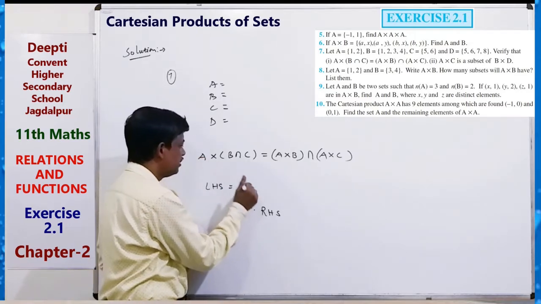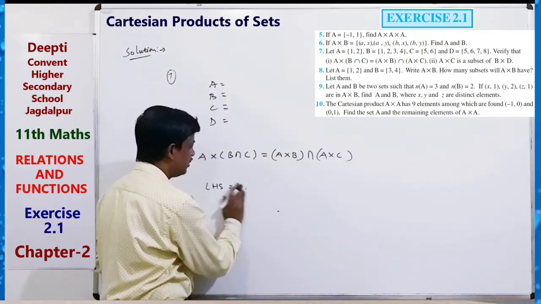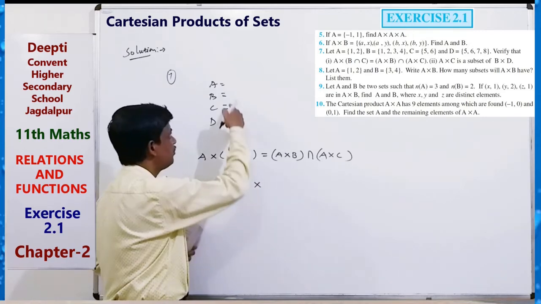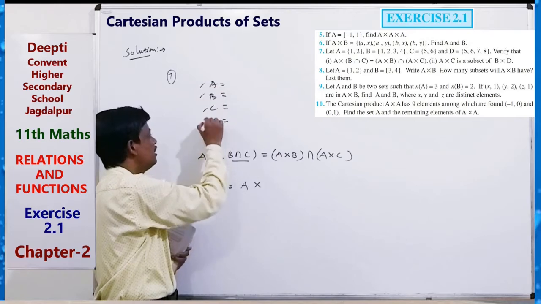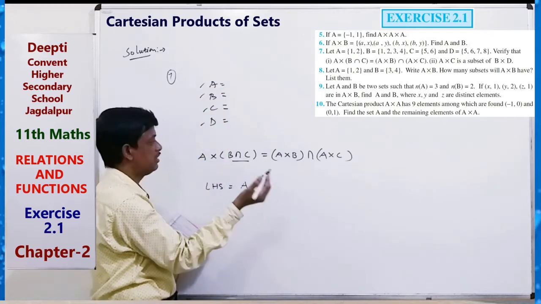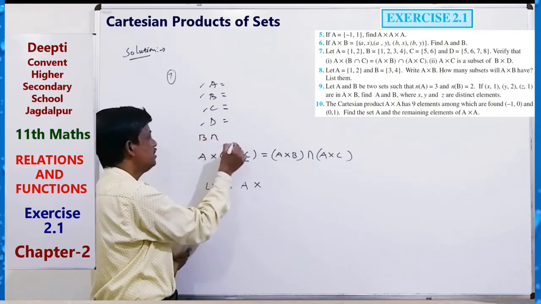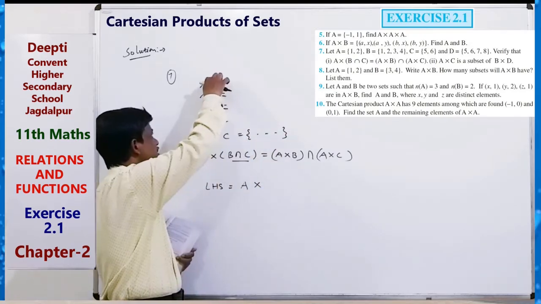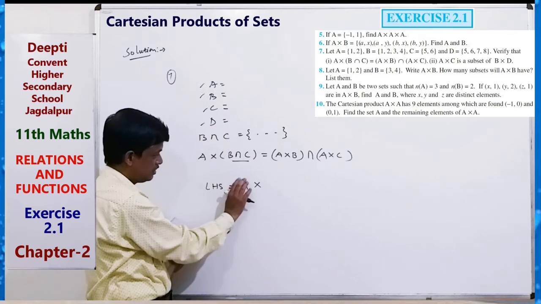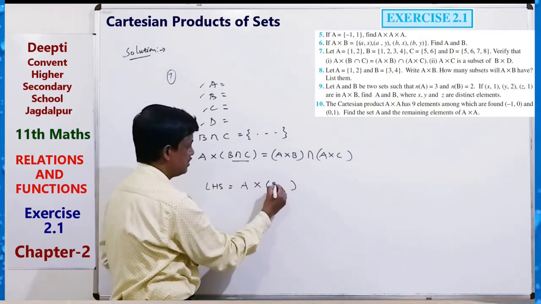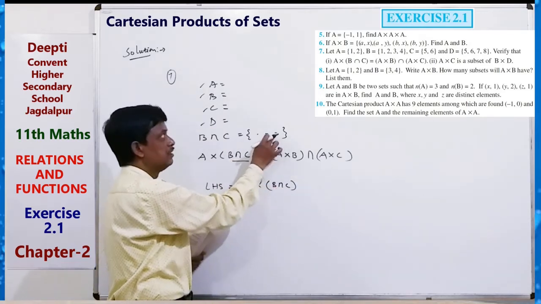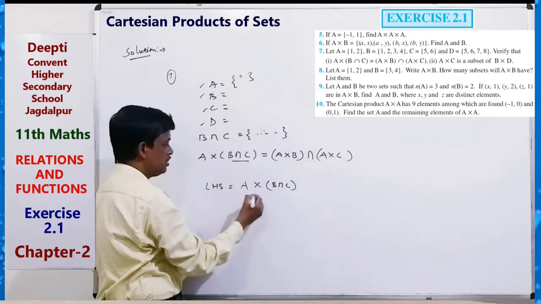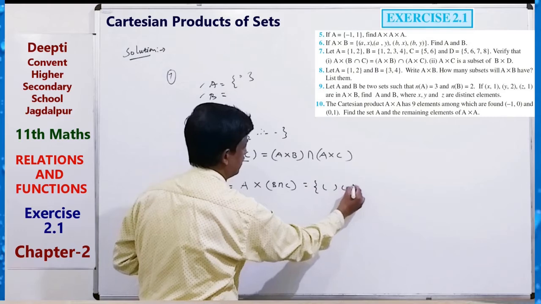Left hand side: one set is A, another set you can find first. Here A, B, C are given. Just first find B intersection C. It will be another set. Then first set is A, second set is B intersection C. By taking these two sets, you can list the elements.